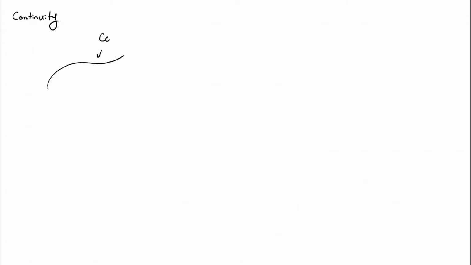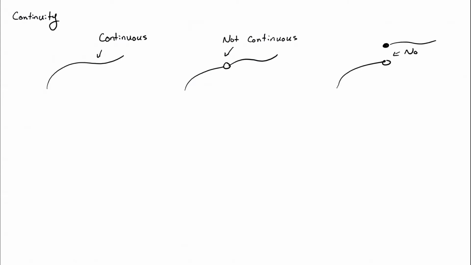A function is continuous when you can draw it without lifting your pencil. If a function has a hole or a jump, then it's not continuous. More formally, a function is continuous at x equals a if the limit as x goes to a of f of x is equal to f of a.